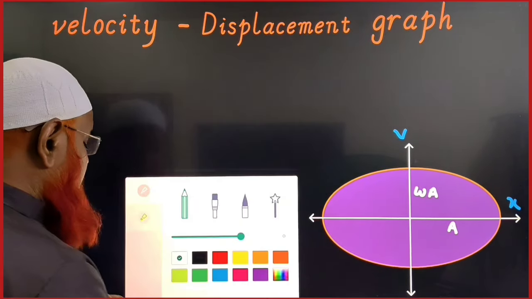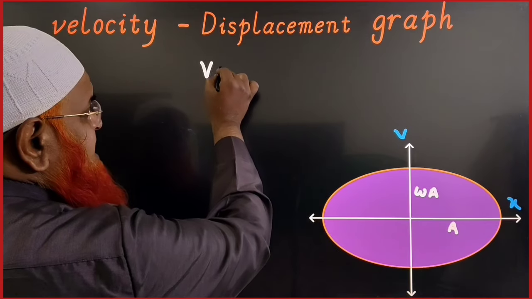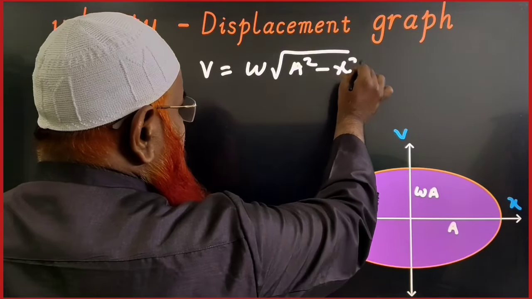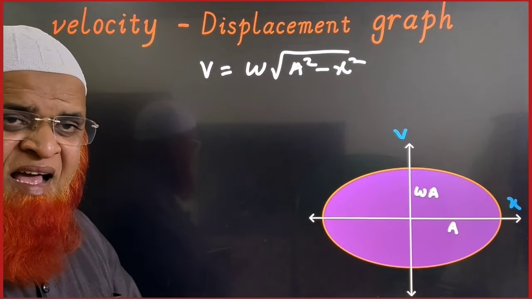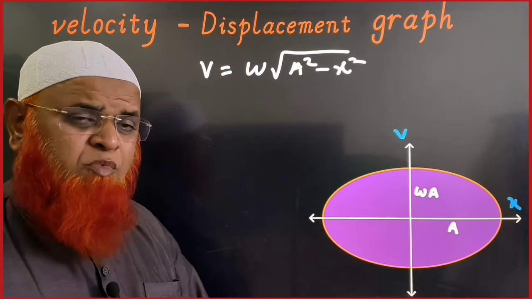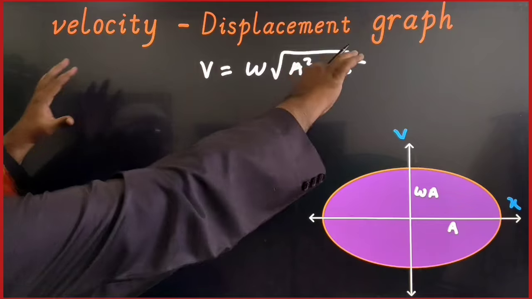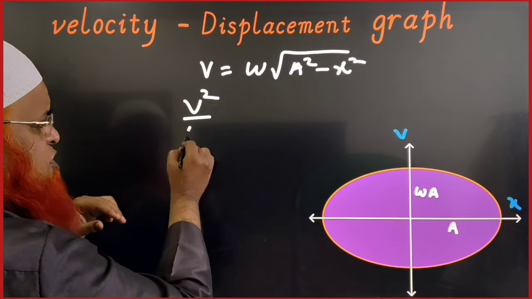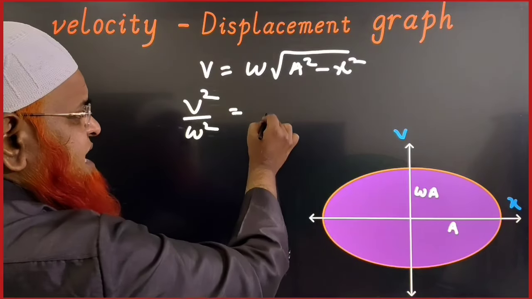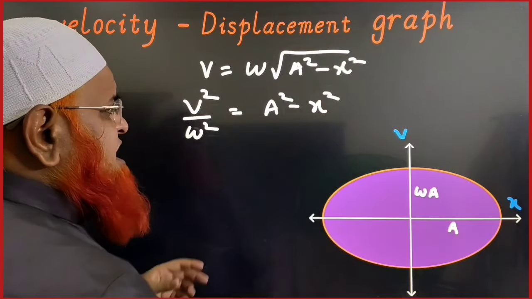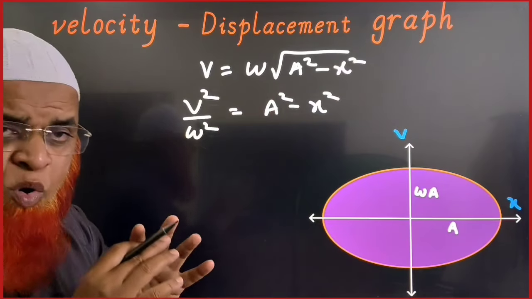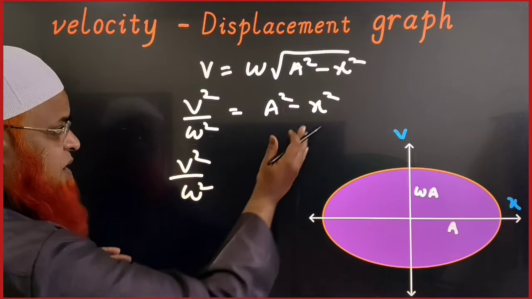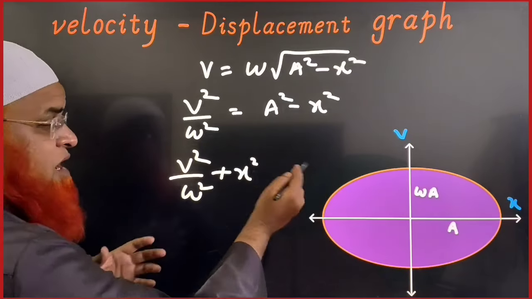You are very much familiar with this equation, that is v is equal to omega square root of a square minus x square. This is a very familiar equation which you know. Now, squaring on both sides, you write v square, and omega square in the denominator, and on the right side only a square minus x square is left because square and square root get cancelled. Then v square by omega square, this x square you can just take to the left side.